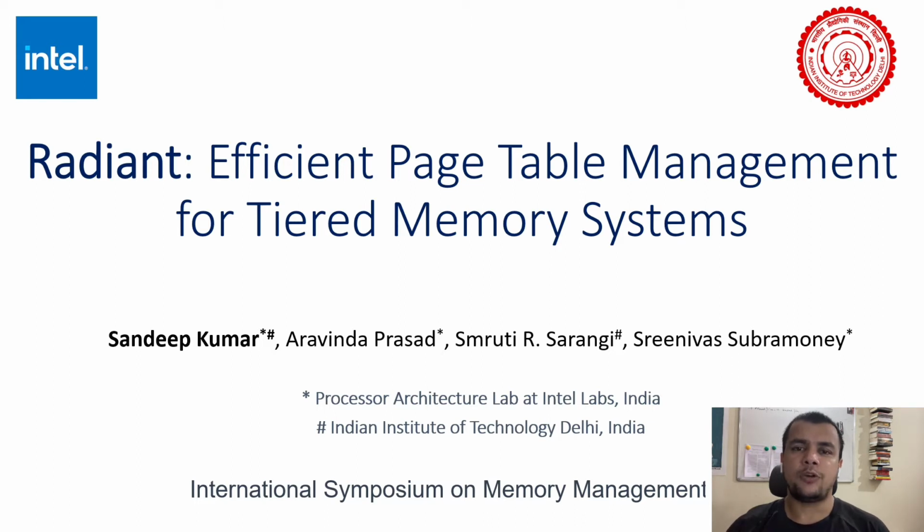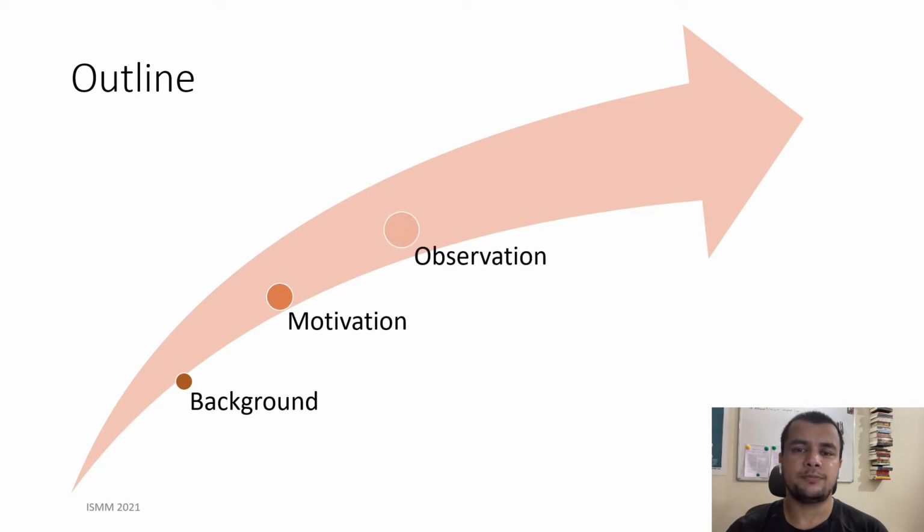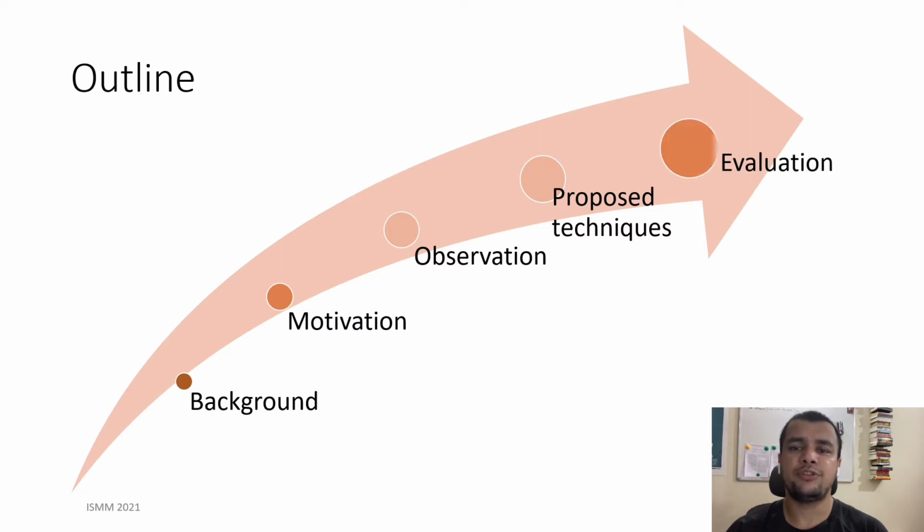Here is an outline of the talk. First, I will discuss some relevant background, followed by the motivation for the paper. Then, I will talk about some of the observations for a tiered memory system. After this, I will discuss the proposed techniques in the paper. Finally, I will conclude with some evaluation results.